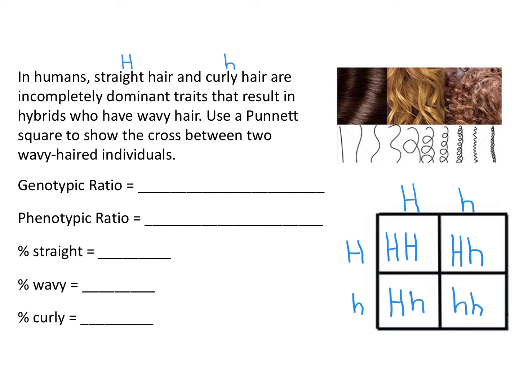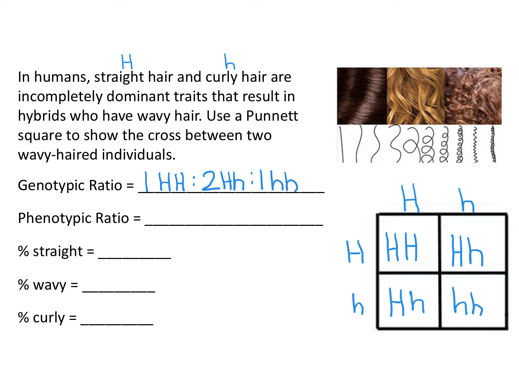So when I'm looking at genotypic ratio, I'm still just focused on how many different allelic combinations do I have. So I have one homozygous dominant, two heterozygous and one homozygous recessive.